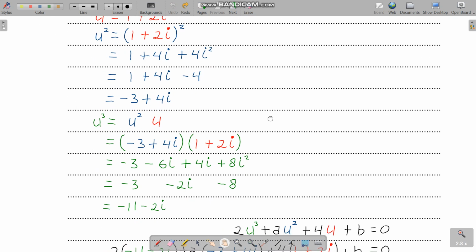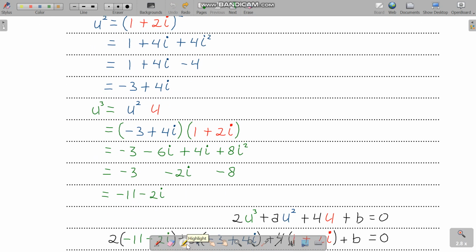For the u cubed, there will be u squared times u again. The u squared is this, the u is this, and then we multiply. Minus 3, minus 6i, 4i, 8i squared. i squared is minus 1, so this is minus 8. Minus 3 minus 8 is minus 11. So now we have the u cubed.